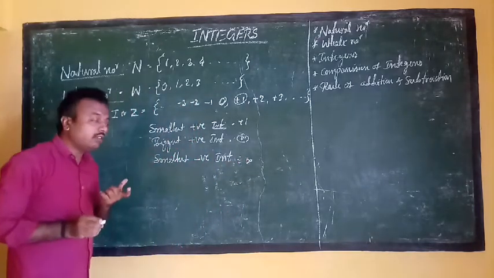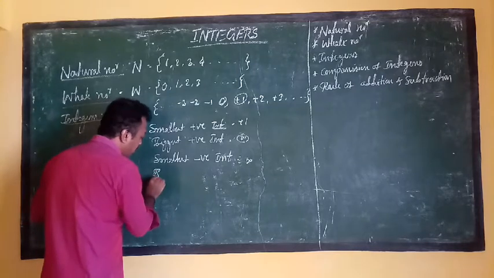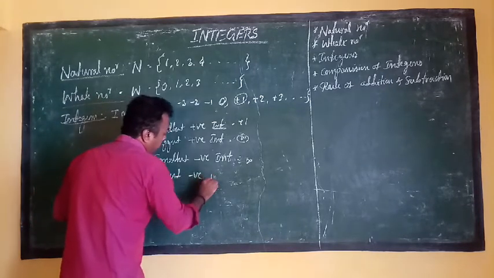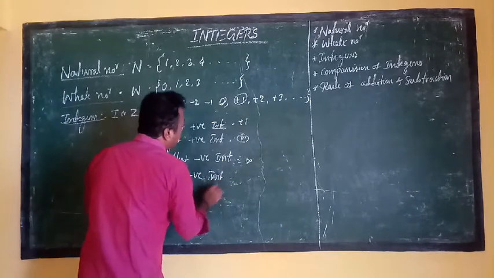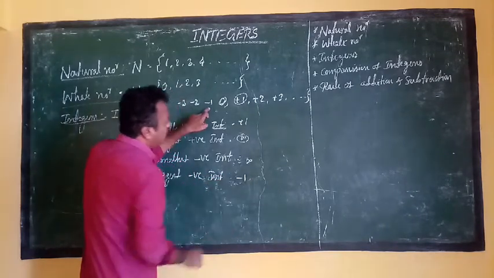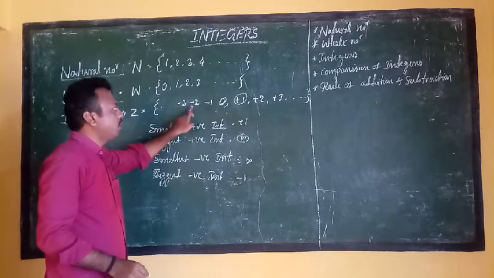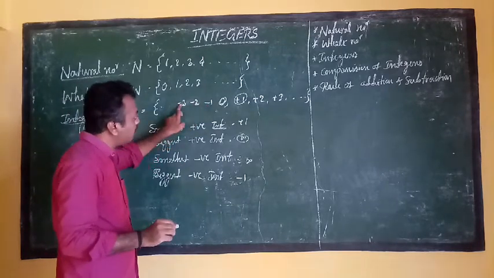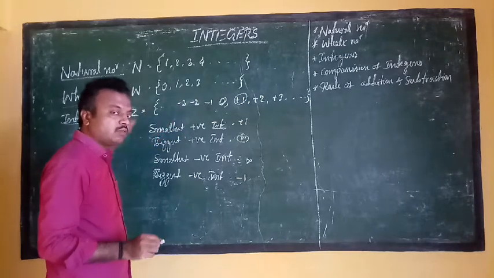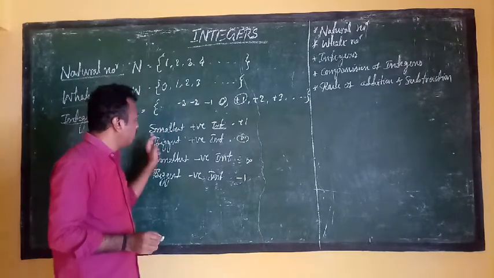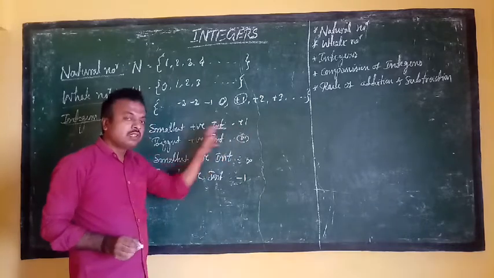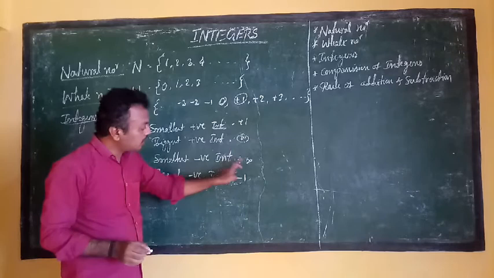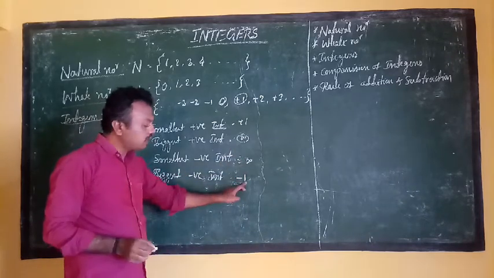So the greatest or biggest negative integer, what is that? Minus 1 is the biggest negative integer. Compare minus 1 and minus 2: minus 1 is greater than minus 2. Minus 2 is greater than minus 3. Minus 3 is greater than minus 4 and so on. Therefore, the smallest positive integer is plus 1. The biggest positive integer is infinity. The smallest negative integer is infinity. The biggest negative integer is minus 1.